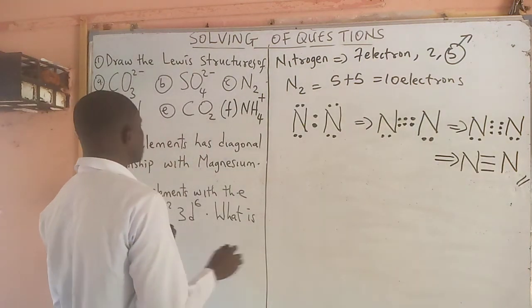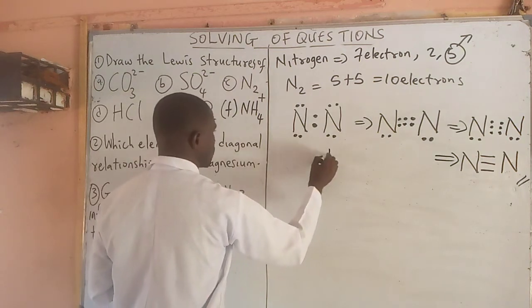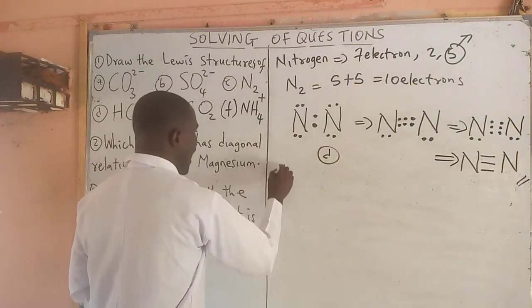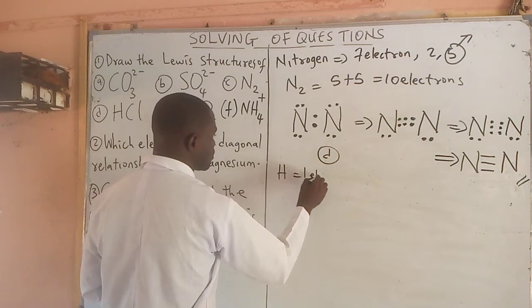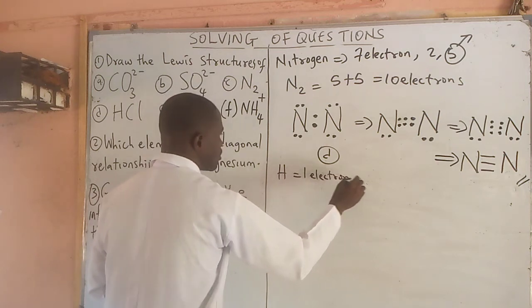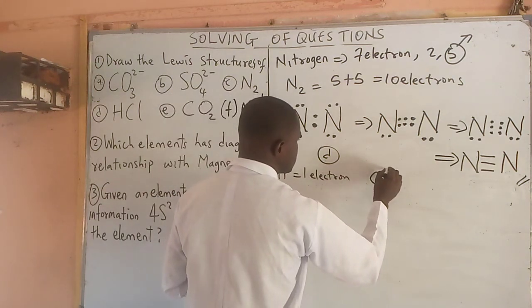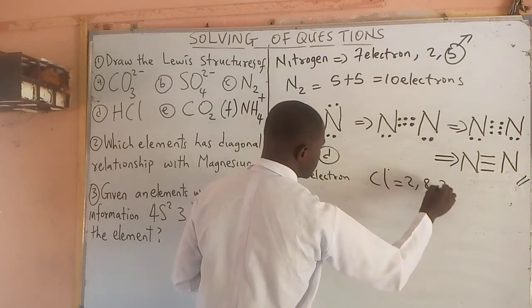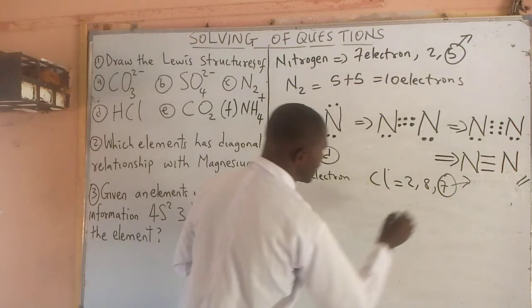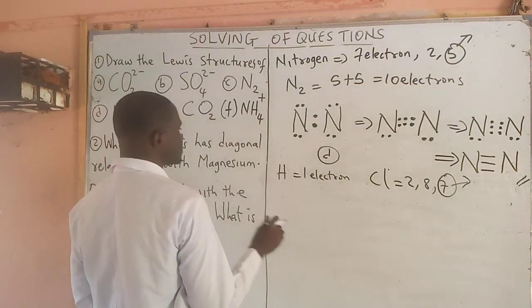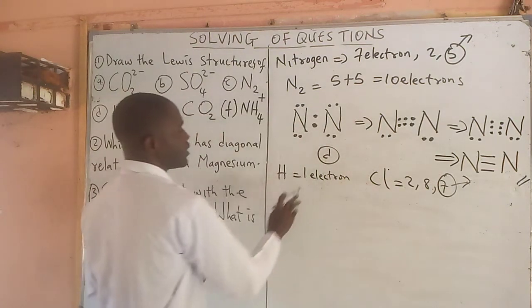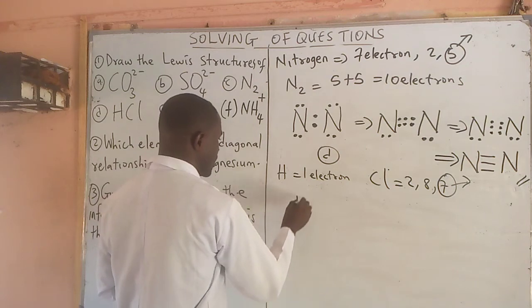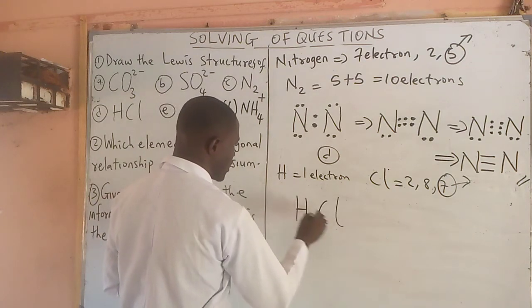Then for hydrogen chloride, we say hydrogen has 1 electron. Chlorine, 17 electrons, will give you 2, 8, 7. That is, this is the outermost electron. Then you now say 7 plus 1, 8. You now say hydrogen and chlorine.